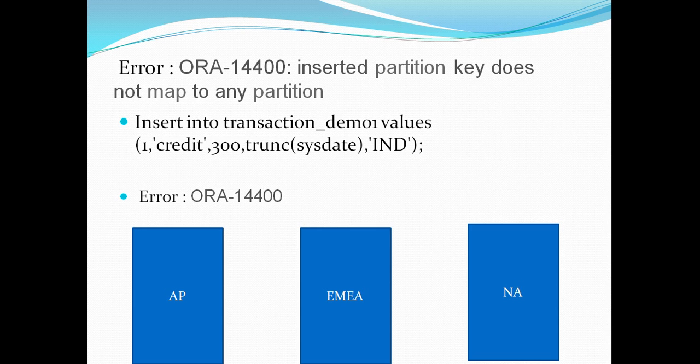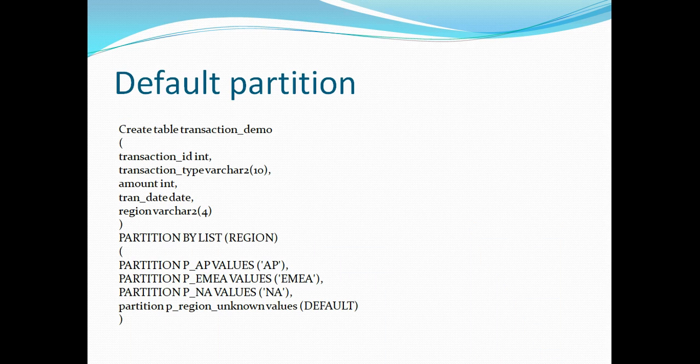So if I want that my process should not fail, what I can do is I can introduce a default partition. So here if you see, the entire syntax is the same, but in the last line I have added another partition, p underscore region underscore unknown, with the values as default. So now what will happen if I enter a row that does not belong to the region AP, EMEA or North America? It will go ahead and get stored in this particular partition and my process will not fail. Then I can do my reject analysis on this particular partition to identify the bad data, and I can go ahead and rectify it.